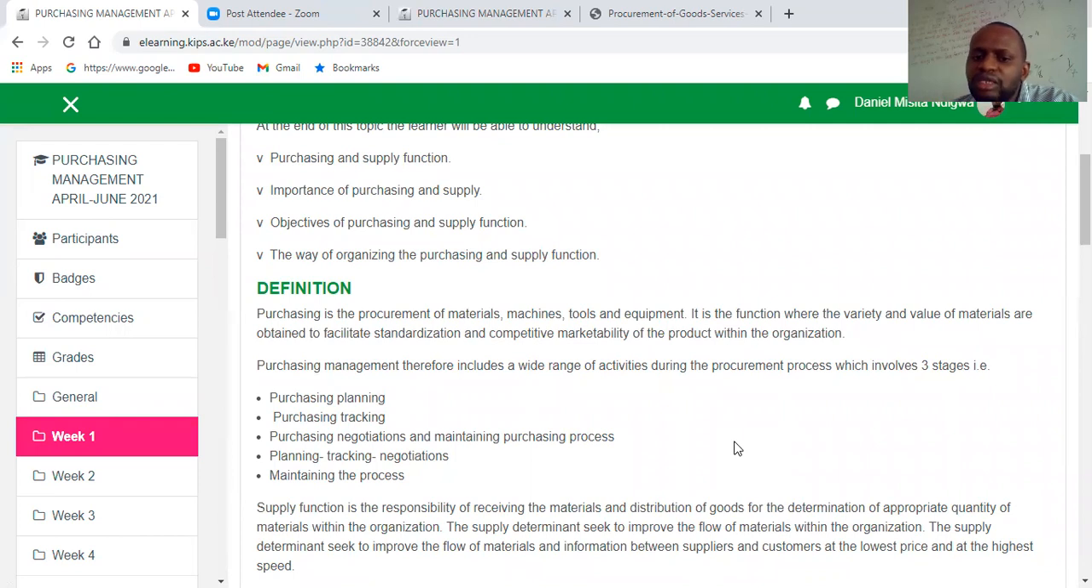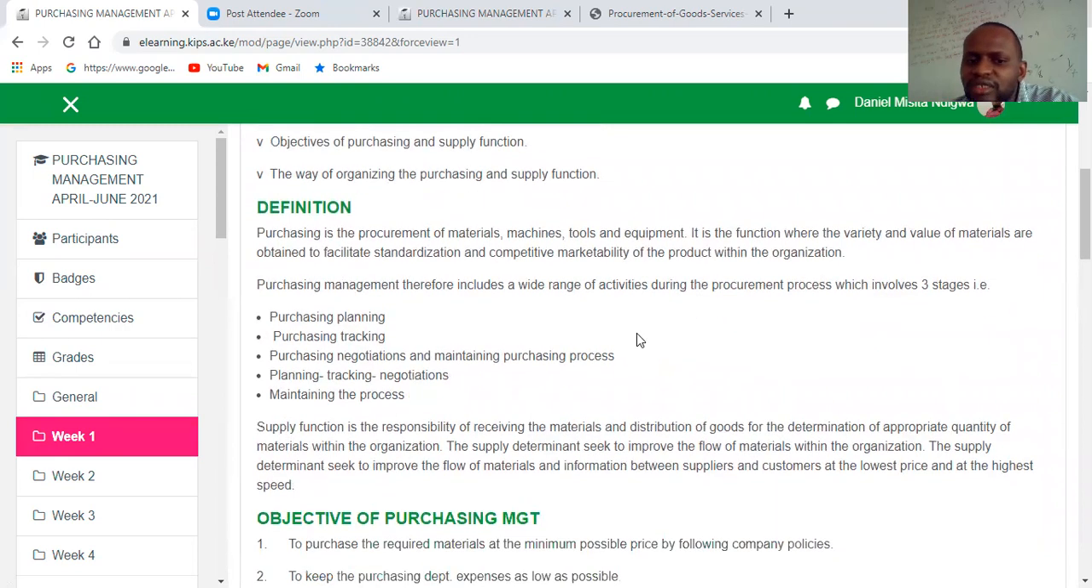So purchasing management therefore includes a wide range of activities. That is purchasing planning, purchasing tracking, purchasing negotiations, and maintaining the purchasing process. So planning is all about doing activities prior to those activities happening.